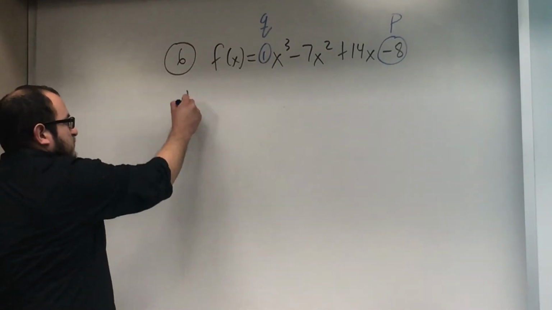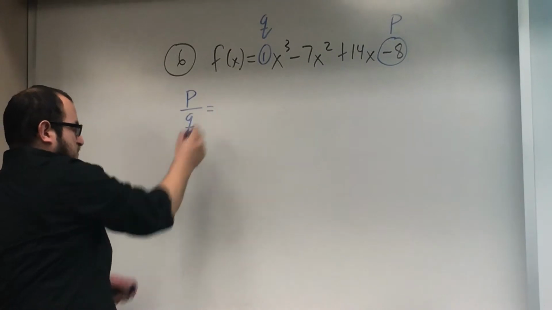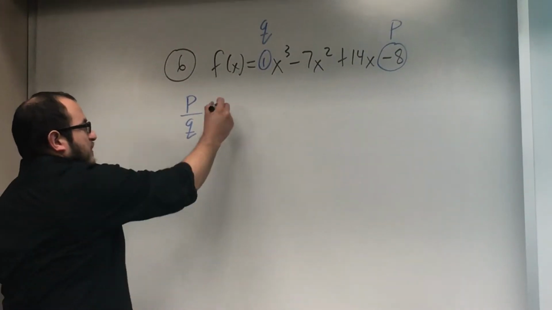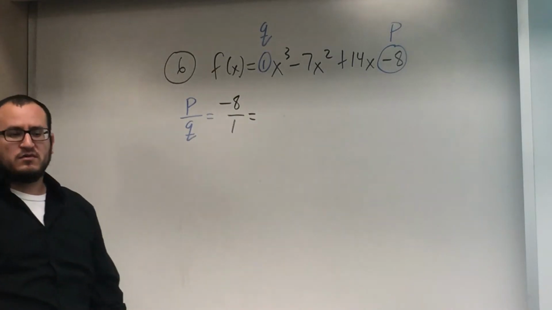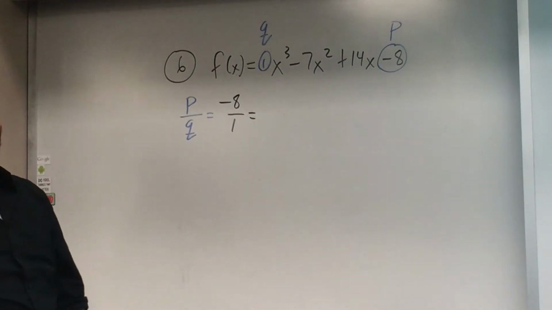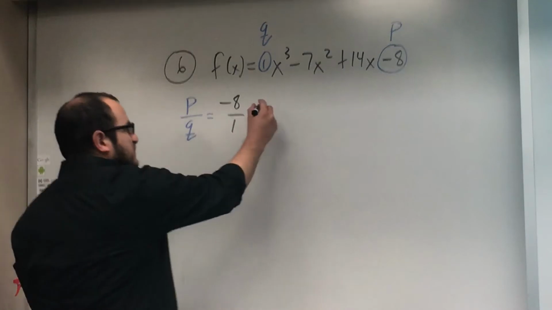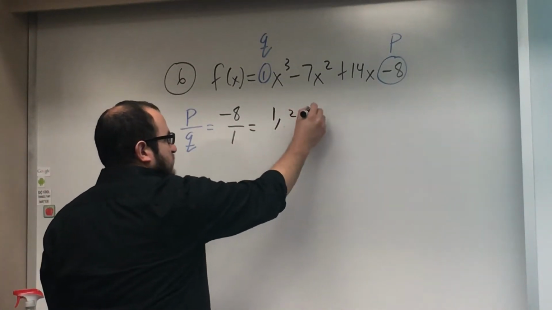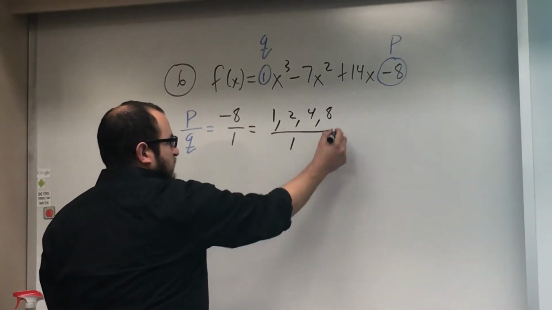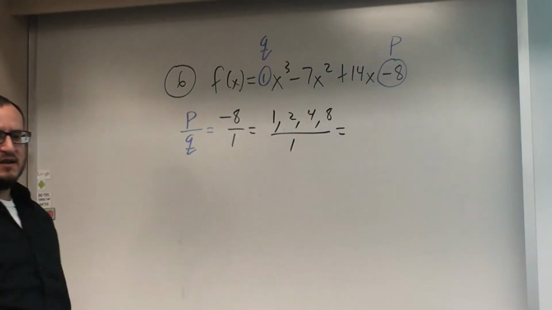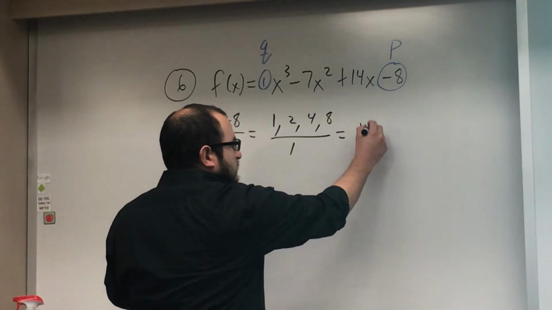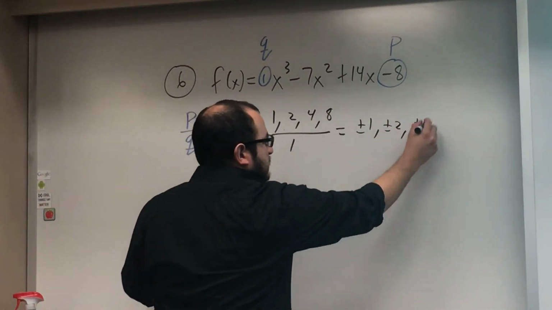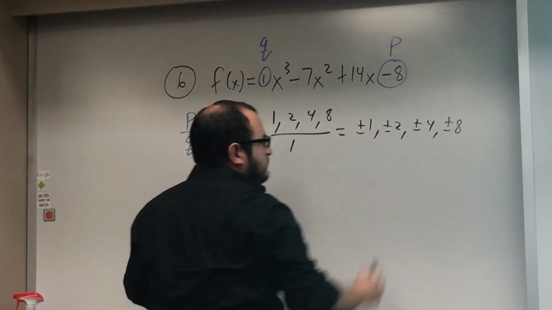So P over Q gives me -8 divided by 1. So we're listing all the possible factors of negative 8. I'm just going to list the positive ones: 1, 2, 4, 8. And when I put plus or minus, that takes care of the negative. So we get plus or minus 1, plus or minus 2, plus or minus 4, plus or minus 8.